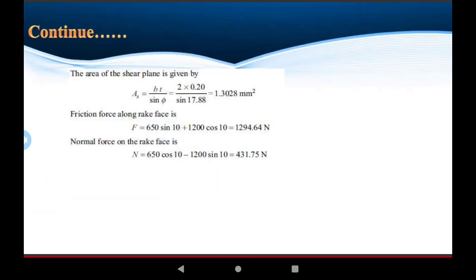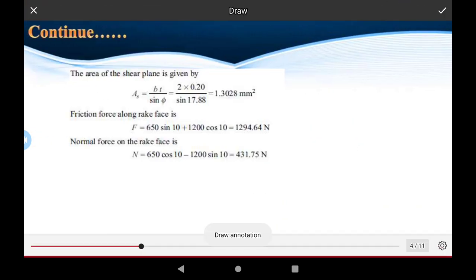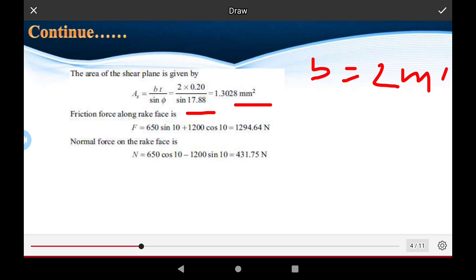Let us continue. The area of the shear plane is given by the shear area A equals b t upon sin phi. The b value is given as 2 mm. Putting the phi value of 17.18 degrees, we find the shear area as 1.323028 mm square.